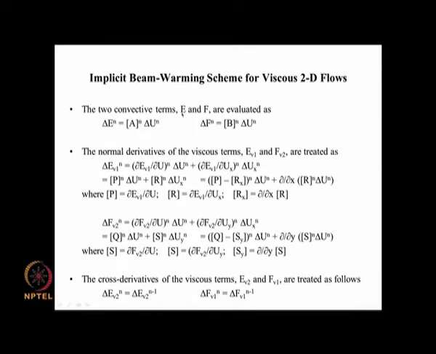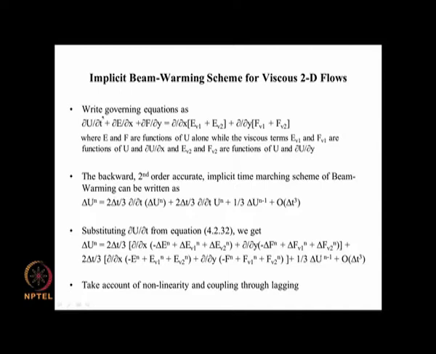For the convective terms, that is E and F, which involve only U and not spatial derivatives of U, like dou U by dou X, dou U by dou Y, those terms are not there in E and F, and that is the way that we have split this equation here. E and F are functions of U alone, whereas EV1 and EV2 can be functions of both U and dou U by dou X, and these V2 terms are functions of U and dou U by dou Y.